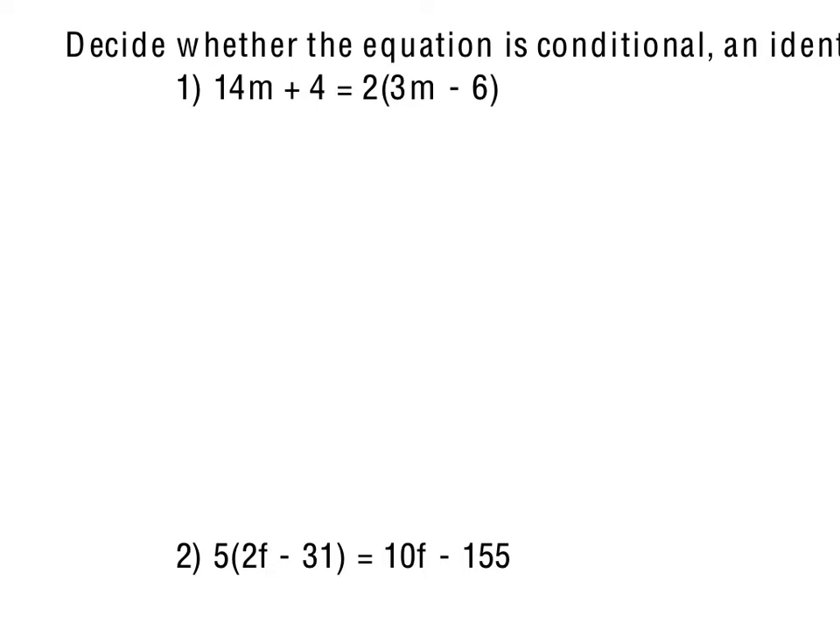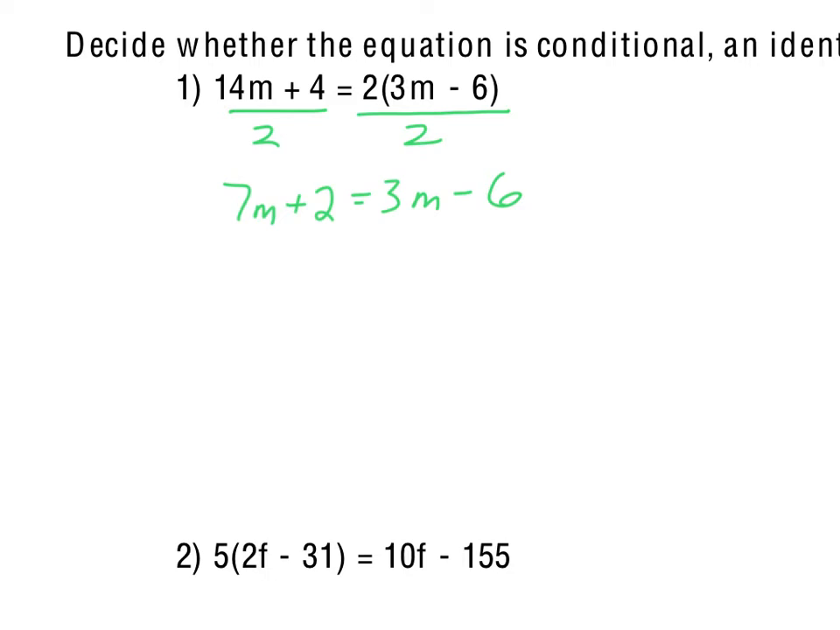We could start by distributing the 2, but I think I'm going to go a little unorthodox here and actually divide by 2 instead. What I noticed there is that the 14m plus 4 will divide nicely by the 2 also. That saves me the effort of distributing. And once we make it to this point, we then just go ahead and we're solving like normal.